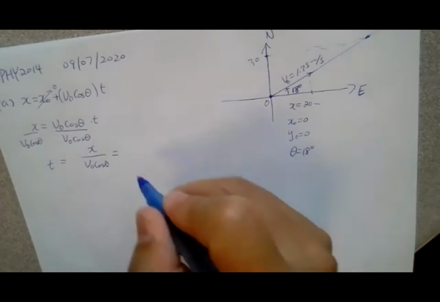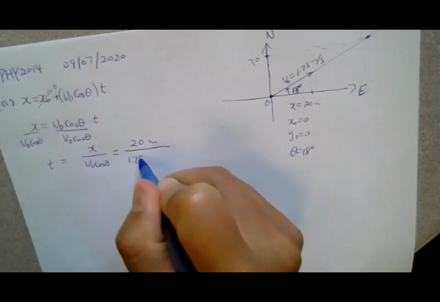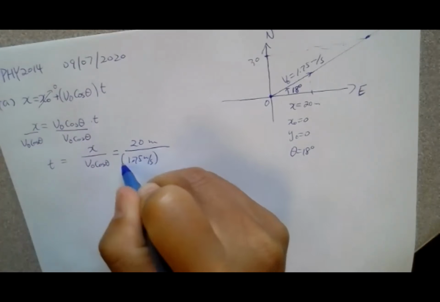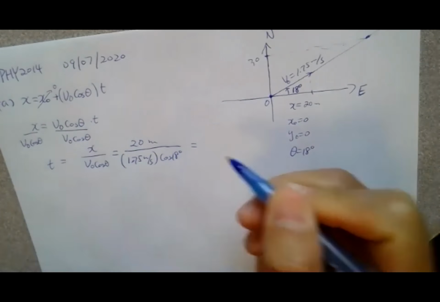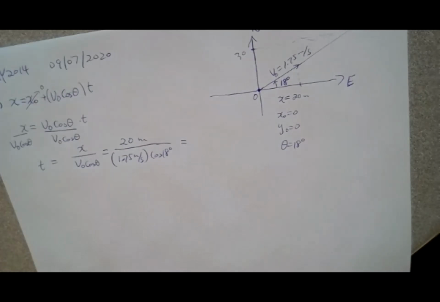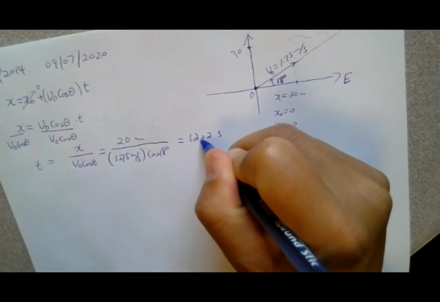So X is 20 meters divided by V0, 1.75 meters per second, cosine of 18 degrees, okay? That gives me roughly 12 seconds, so 12.02 seconds.